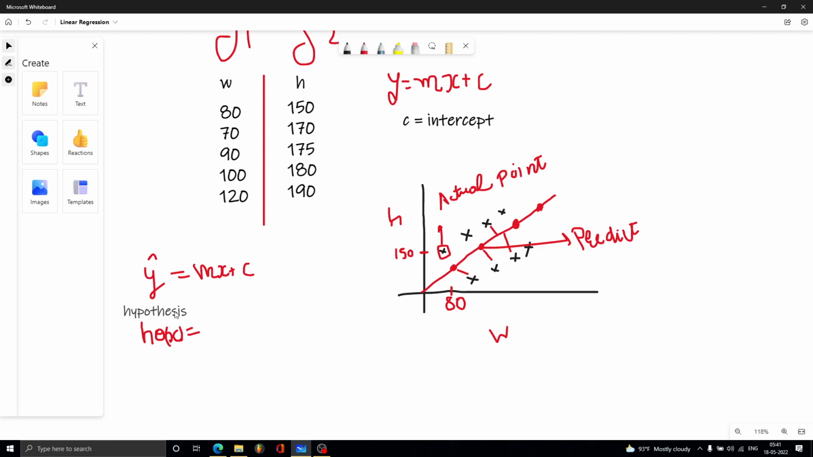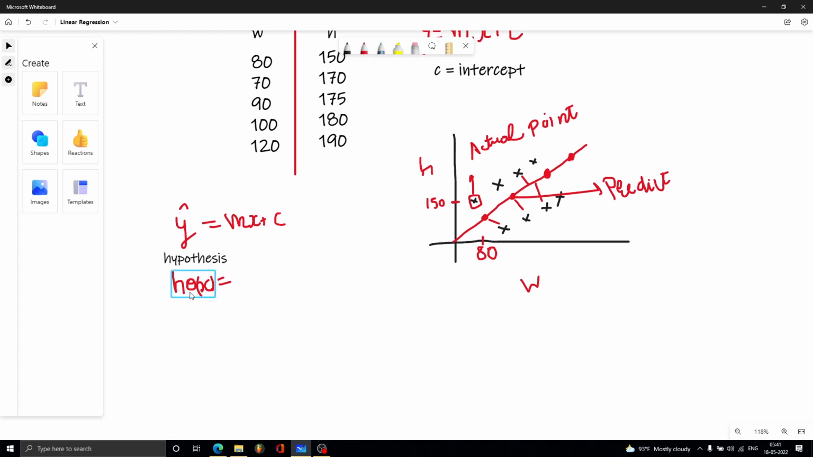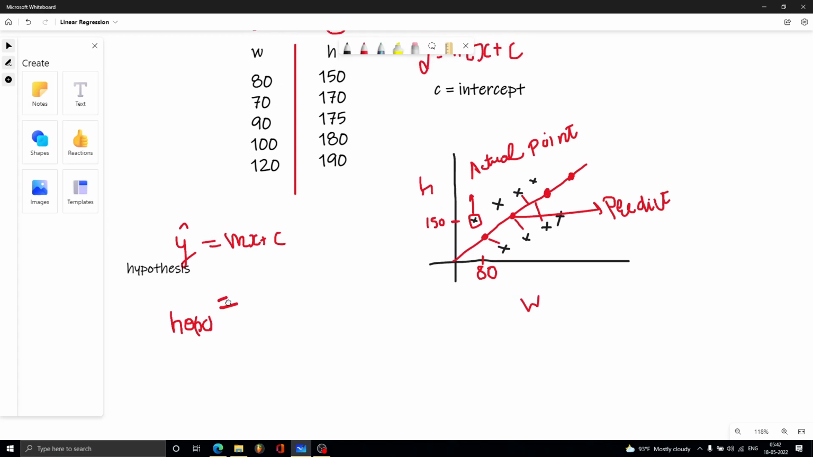Okay, cool. And how we denote it? We are going to denote it in this fashion. h theta of x is equal to theta 0. Theta 0 is basically the intercept, the C. Theta 1 is the slope value, theta 1 x1. Now if we have multiple features, how will this hypothesis work?